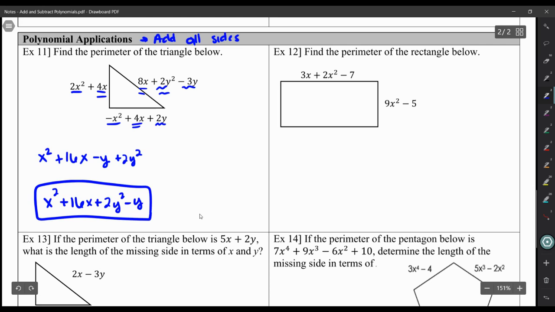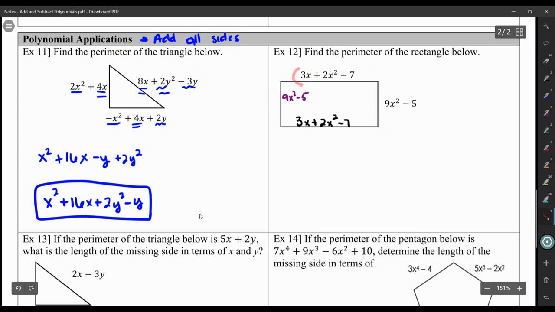Now, for rectangles, we have to be a little bit careful. So for example 12, find the perimeter of the rectangle below. There's a couple ways you can do this. Remember that perimeter is adding all of the sides together. So we have to remember that this is also 3x plus 2x squared minus 7, and this side is also 9x squared minus 5. There are 4 sides to a rectangle. So if you simply add this side and this side together, you're missing half of your rectangle. Now that I have labeled everything, you can follow the same way that we did back on example 11.